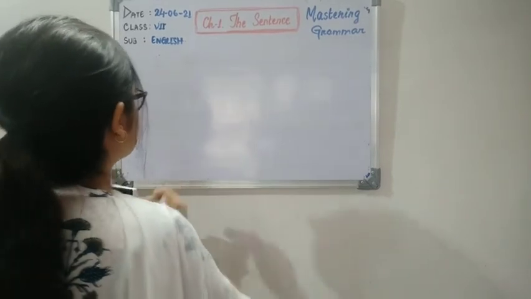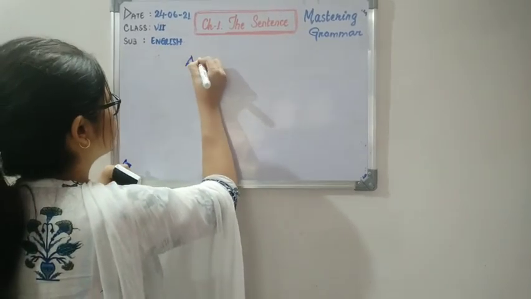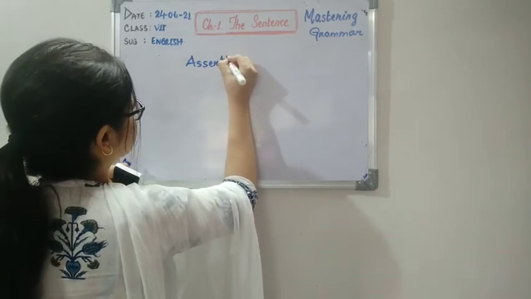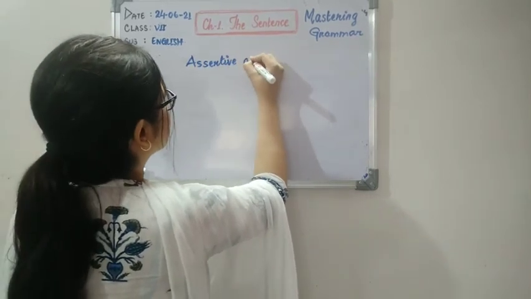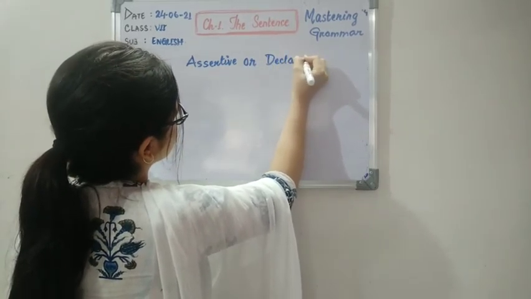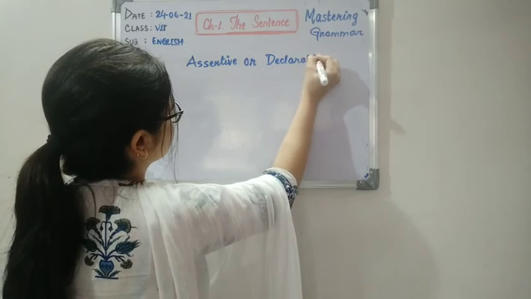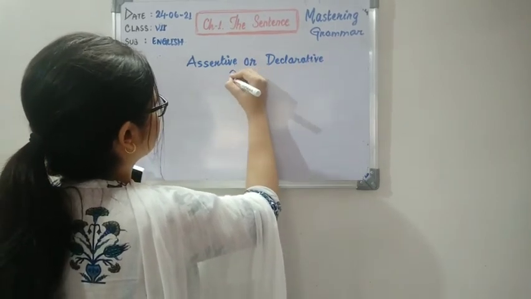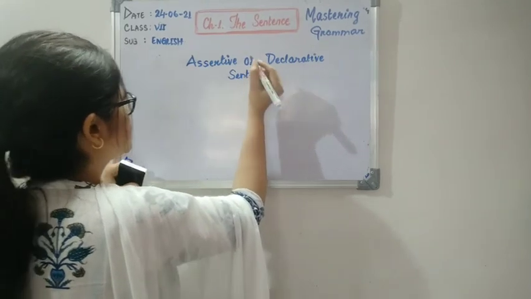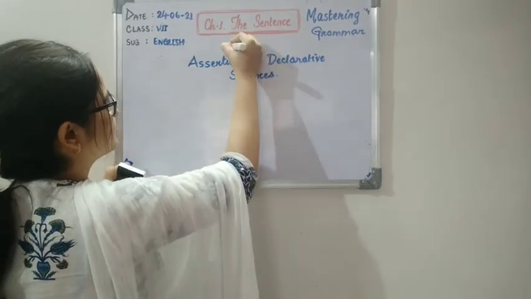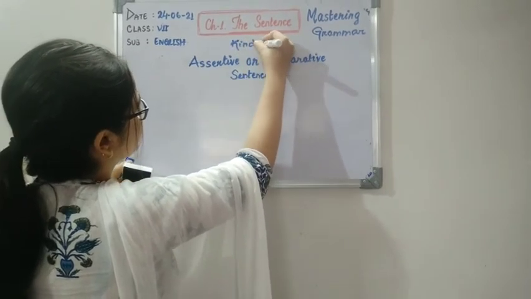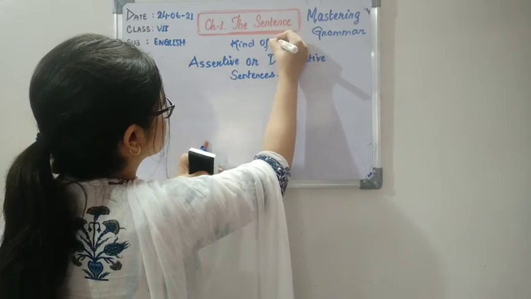So the first one, I told you, is assertive or declarative sentences. Let me write both of them. So assertive or declarative sentence. This is the first kind, children. So with this, let me write the heading for today, because we are learning kinds of sentences.